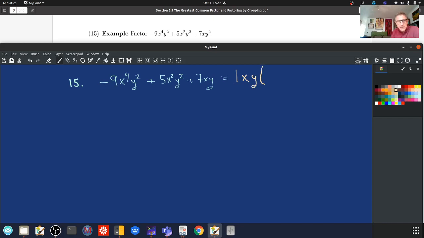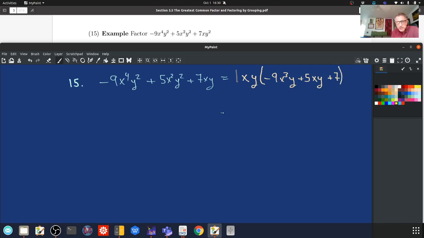So minus 9x to the 4th y squared. Minus 9 divided by 1 is minus 9. x to the 4th divided by x is x to the 3rd. y squared divided by y is y. Plus 5 divided by 1 is plus 5. x squared divided by x is x. y squared divided by y is y. 7 divided by 1 is 7. x divided by x is 1, y divided by y is 1, and I'm done.